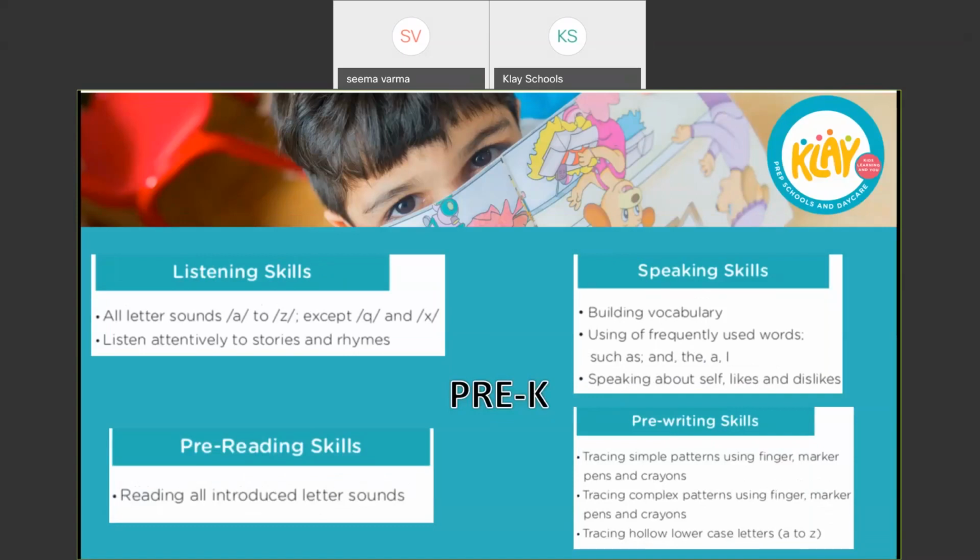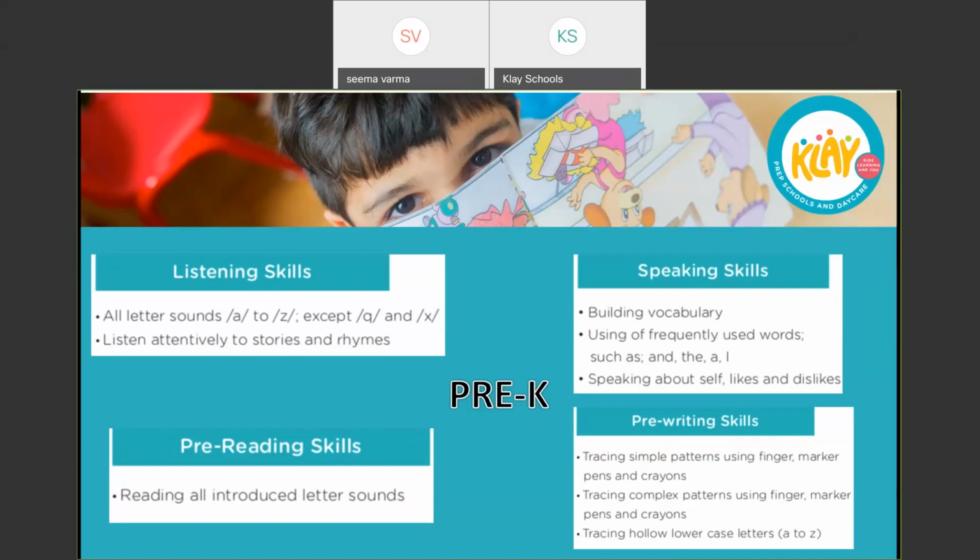One step before that. So if K1 children are doing this, what are they doing in pre-K? Again, the focus remains on the 4 areas, which are listening skill, speaking, pre-reading, and pre-writing skill. So in pre-K, we introduce lowercase letters first. Any idea why? Why do we introduce lowercase letters first?